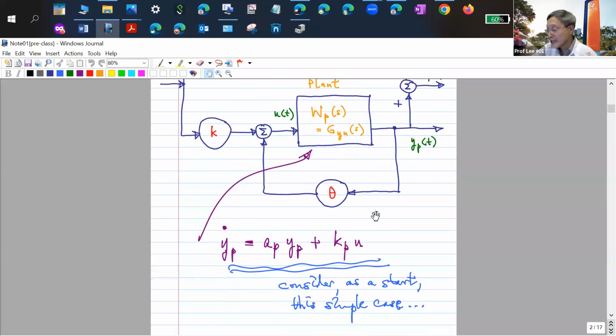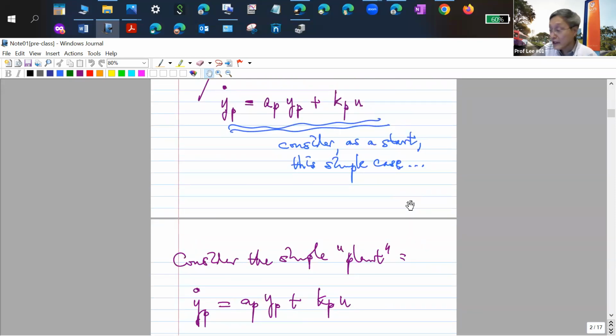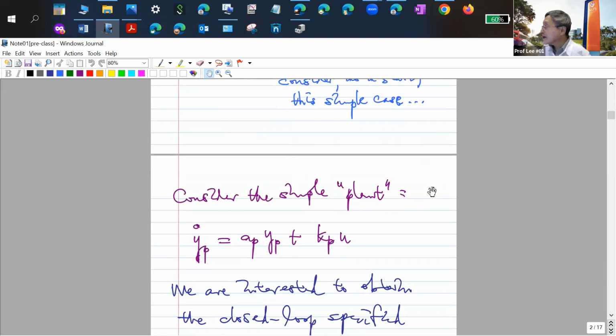How might we do this if it's a control problem? Remember, I'm not talking about adaptive control here. I'm just talking about the simplest control problem. So how might we do that?